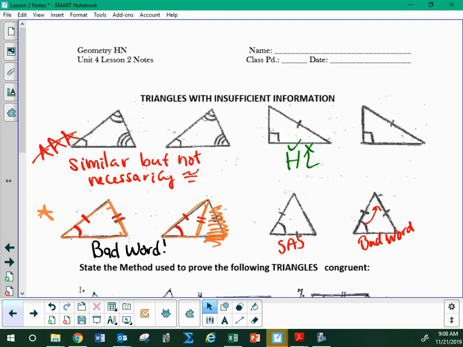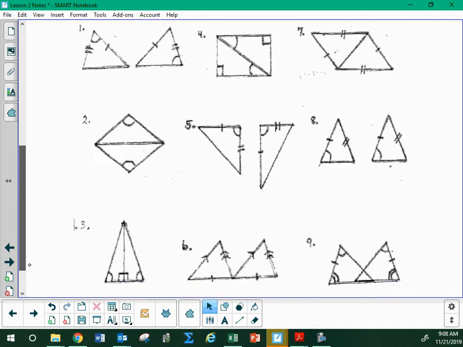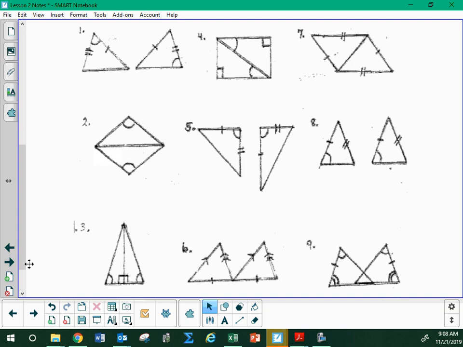Okay, I want you guys to go ahead and try these bottom ones here. You can work individually and then check with your shoulder partner. If you just want to tackle it with your shoulder partner, that's fine. But go ahead and do this.